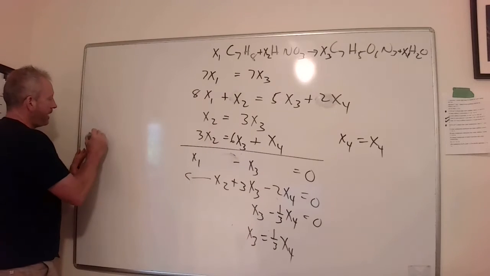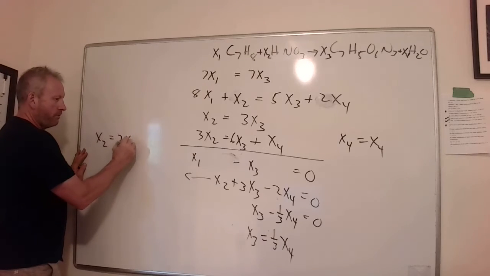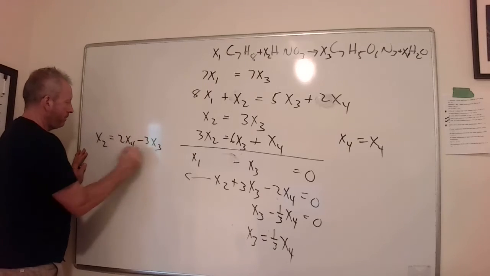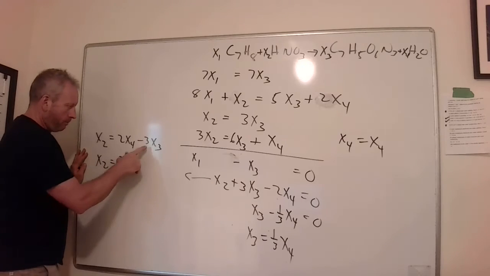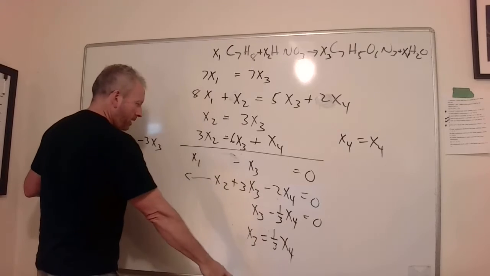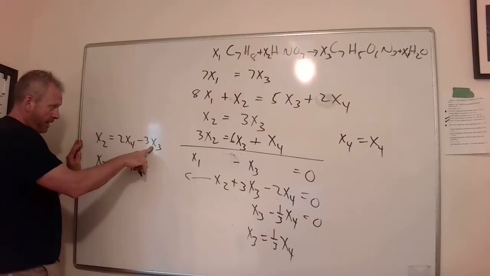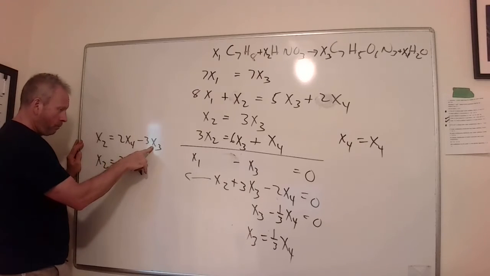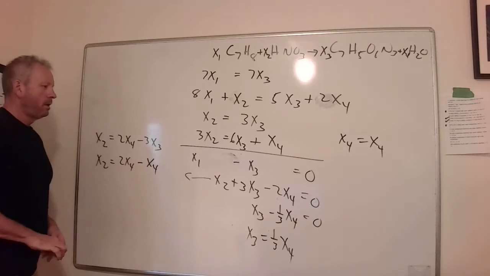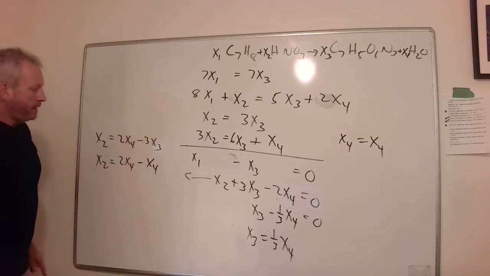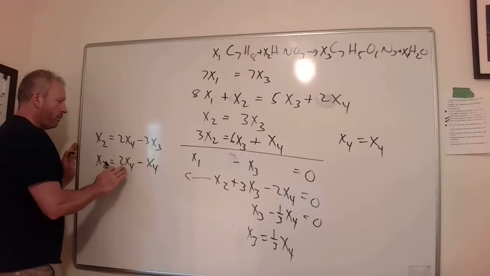But come back and look at this equation right here. What do we have? We have x sub 2 is equal to 2x sub 4 minus 3x sub 3. So x sub 2 is equal to 2x sub 4 minus 3, but there's x sub 3. X sub 3 is 1/3 x sub 4. So if I put a 1/3 x sub 4 in there, what do we get? We get minus x sub 4. Double check the arithmetic on that. Yeah, and so x sub 2 is equal to x sub 4.